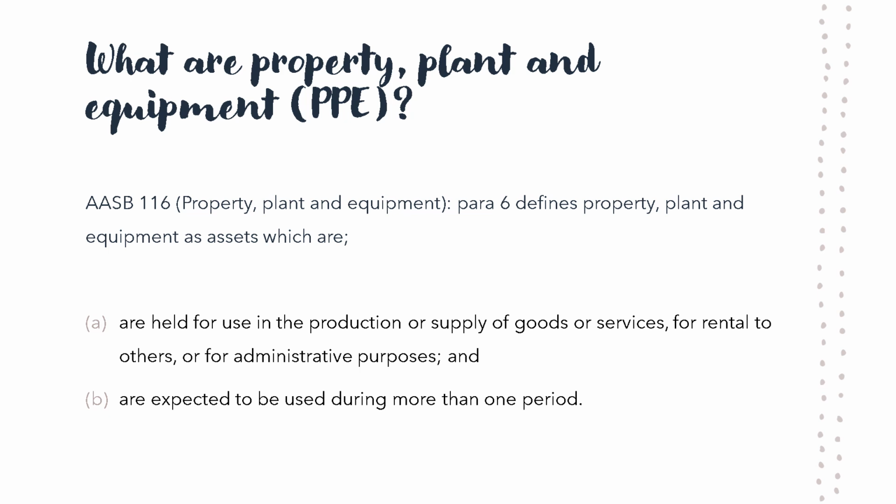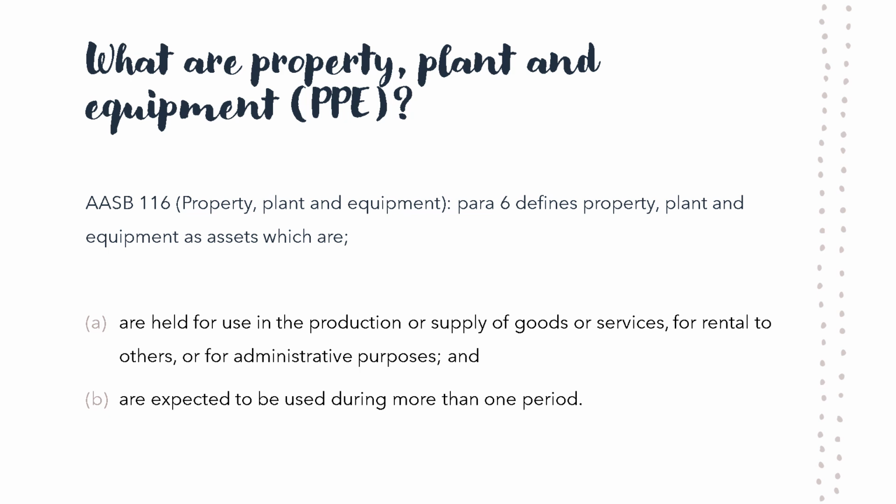which are held for use in the production or supply of goods and services, for rental to others, or for other administrative purposes, and those assets which are expected to be used during more than one period. As a side note, the definition in paragraph A says assets available to rent to third parties are considered PPE. However, when an entity is renting assets for use in their own business operations, these assets are not considered to be the property, plant and equipment of the entity and are accounted for as right of use assets. I will create a video discussing right of use assets at a later date.